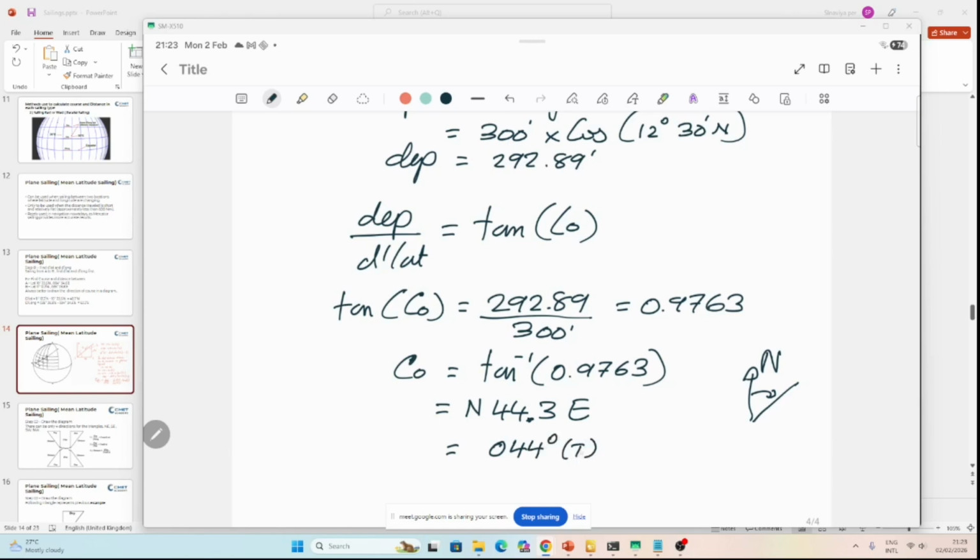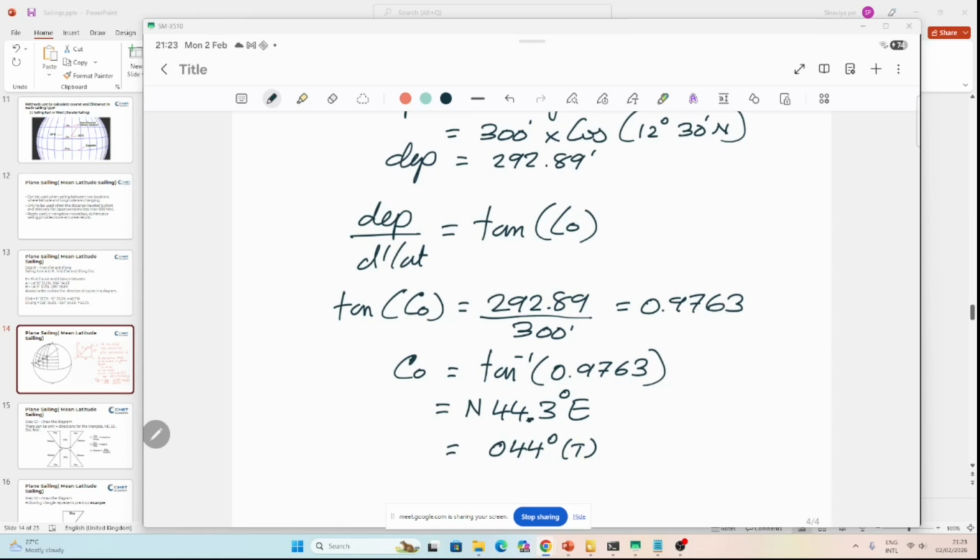044 degrees. I omitted the decimal place. Can you see that? So when you are writing 3-digit courses, do not put decimal places, but when you are writing quadrantal courses, make sure that you put at least one decimal place.